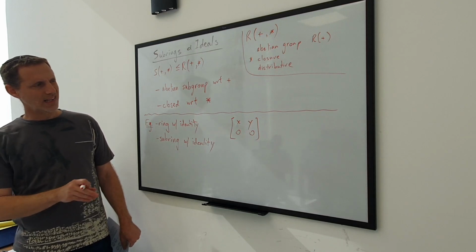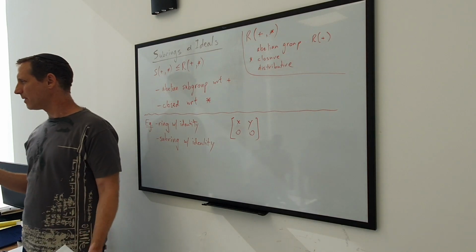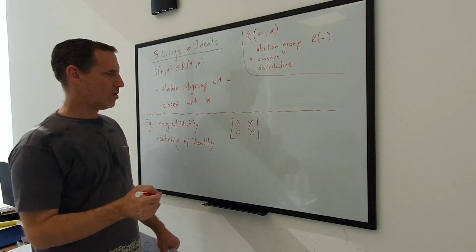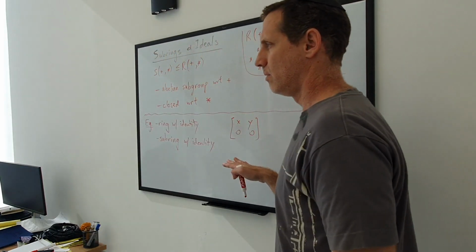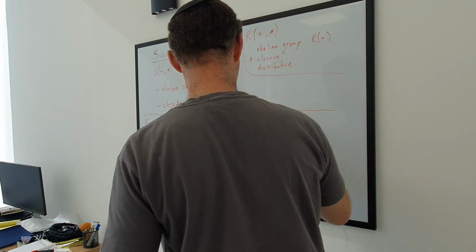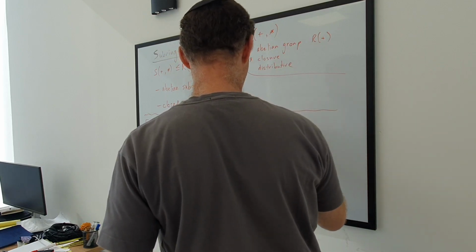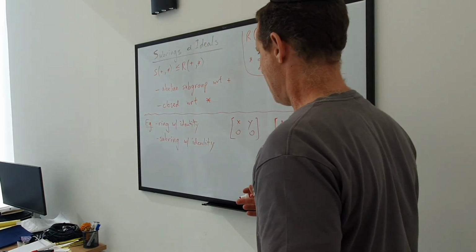So let's say that multiplication is just element-wise, just to make it easy. And say that this is a ring with identity. So the identity would obviously be 1, 1, 0, 0. That would be the identity for this.